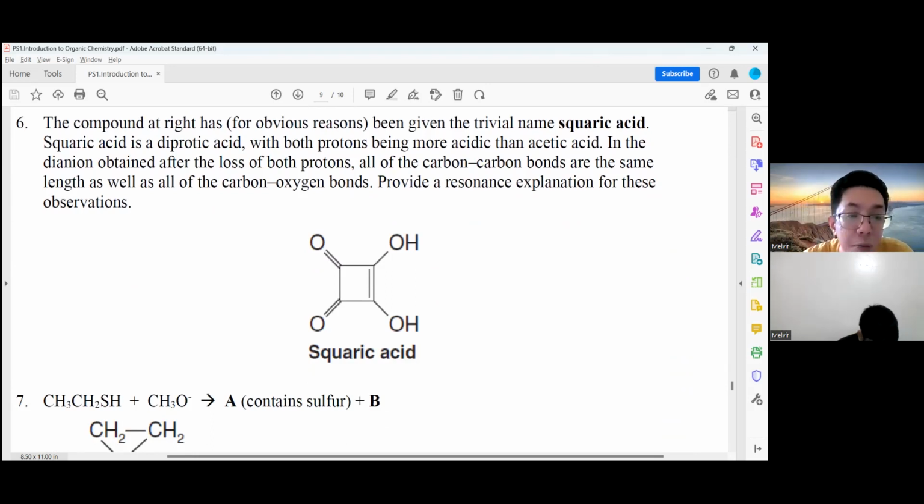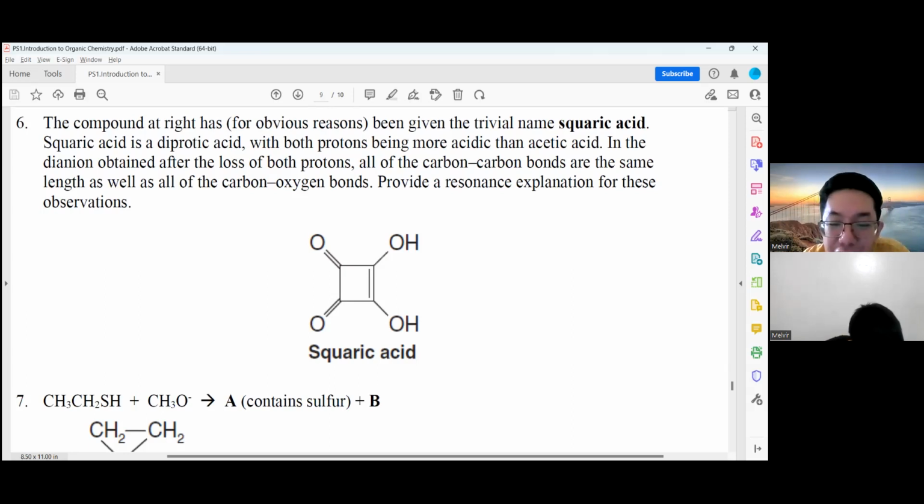Ayan. The compound below has, for obvious reasons, been given the trivial name. Tingnan mo yung trivial name niya, Josh. Squaric acid. It's a very funny name, it's a truthless name. It's not really obvious why it's squaric acid, right? So, anyway, squaric acid is a diprotic acid.